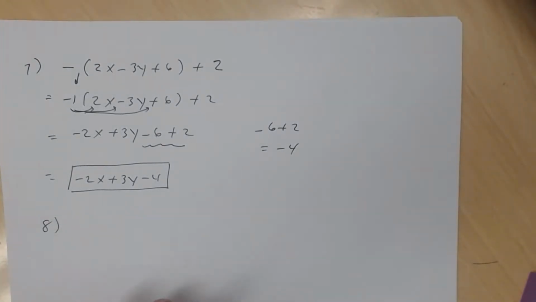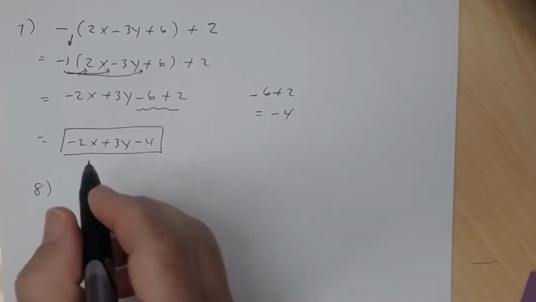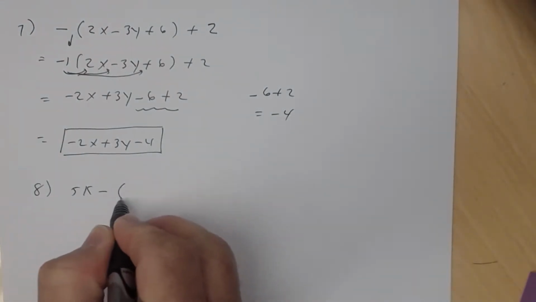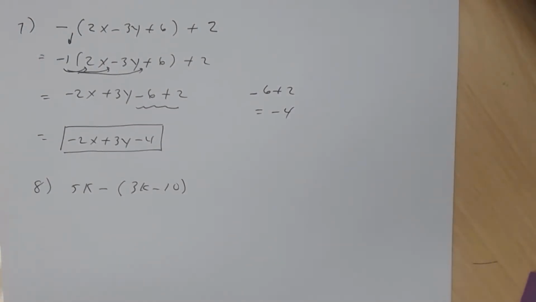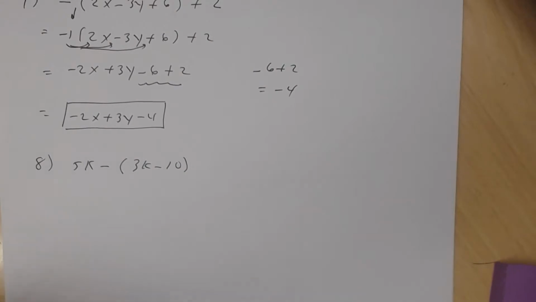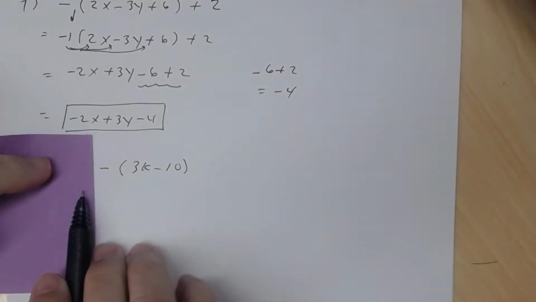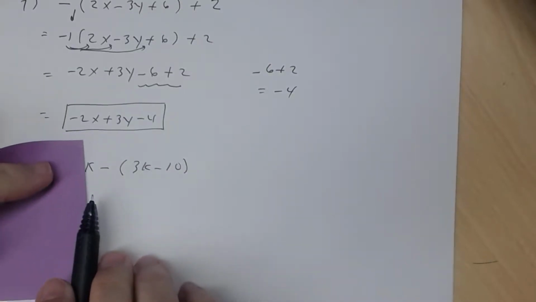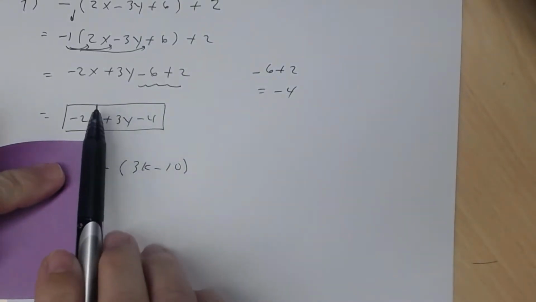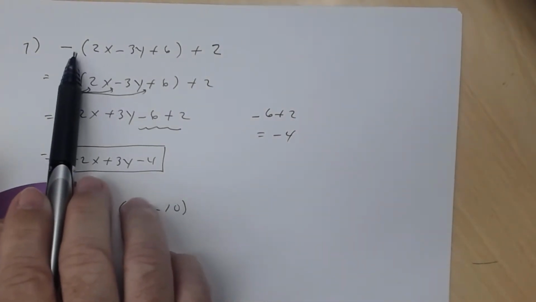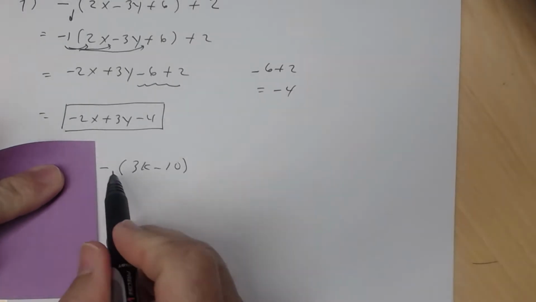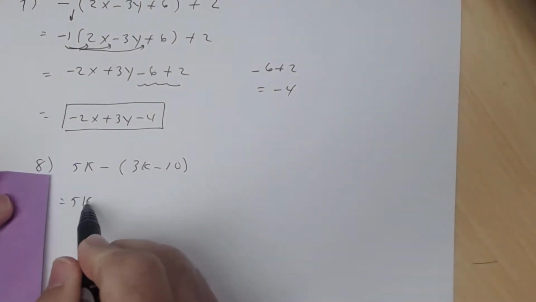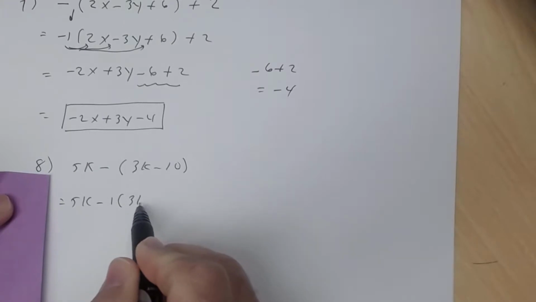Okay, let's look at number 8. All right, so number 8, suppose we had this. Suppose we had 5k minus, in parentheses, 3k minus 10. Again, if you have to, you may want to cover up this part here. You see this 5k? Suppose we did cover that up, and then that right here kind of looks like what we did here. See how there's no number there since it would be a negative 1? So you may want to rewrite this as negative 1. So in other words, this becomes 5k minus 1 times 3k minus 10.